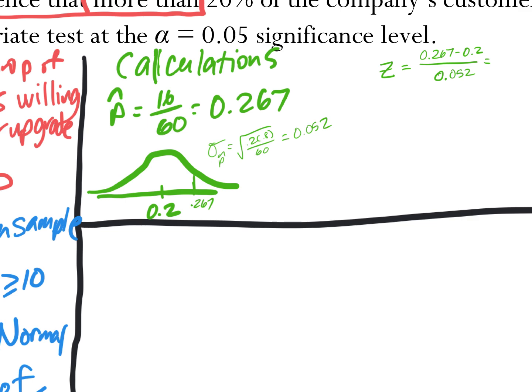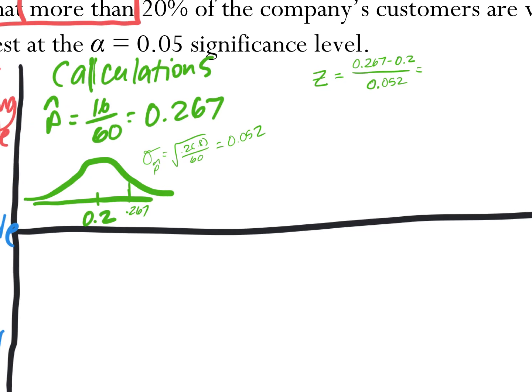And I did it without clearing out my calculator. If you guys got a slightly different answer, it's fine. So I got 1.297. And then the other thing we're going to do is do our p-value.